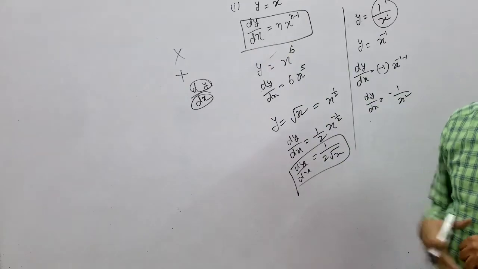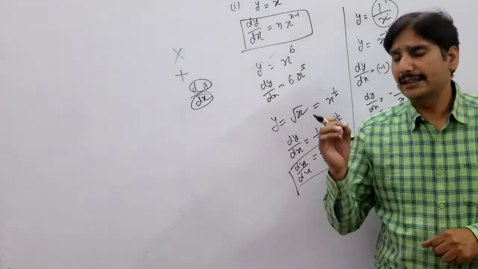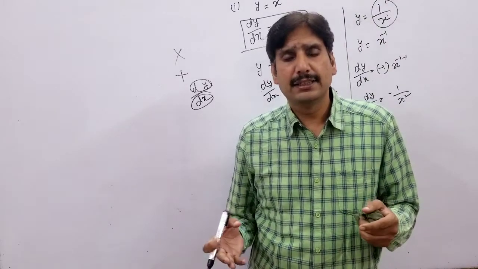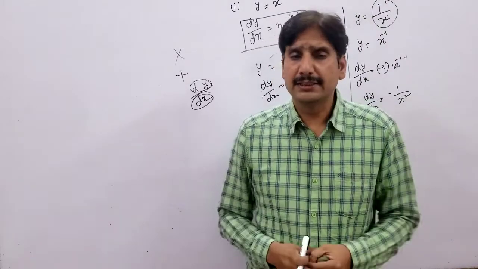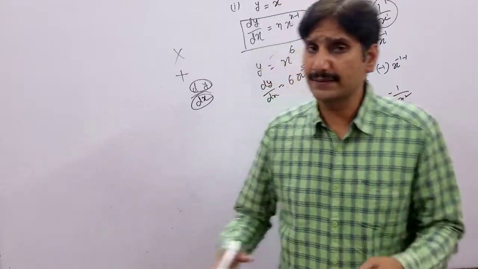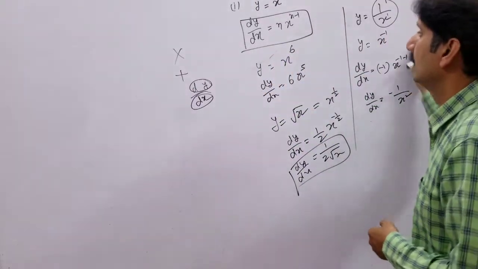So this is a simple first formula: if you have y as a function of x in the form x raised to the power n, then the slope of the curve can be obtained by n x raised to the power n minus 1. This is the first formula. Let's move on to the second formula.